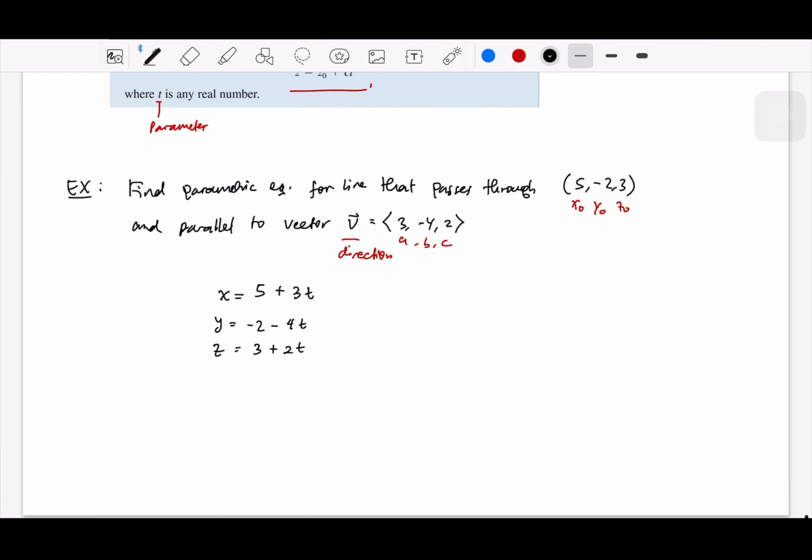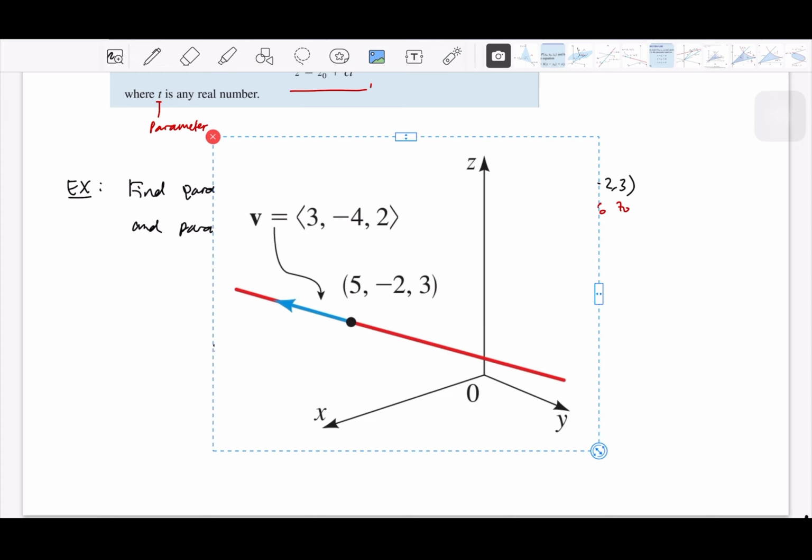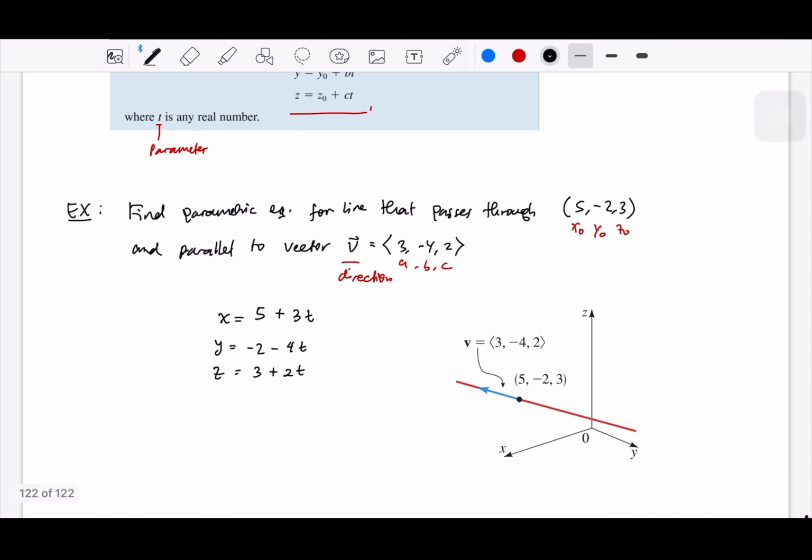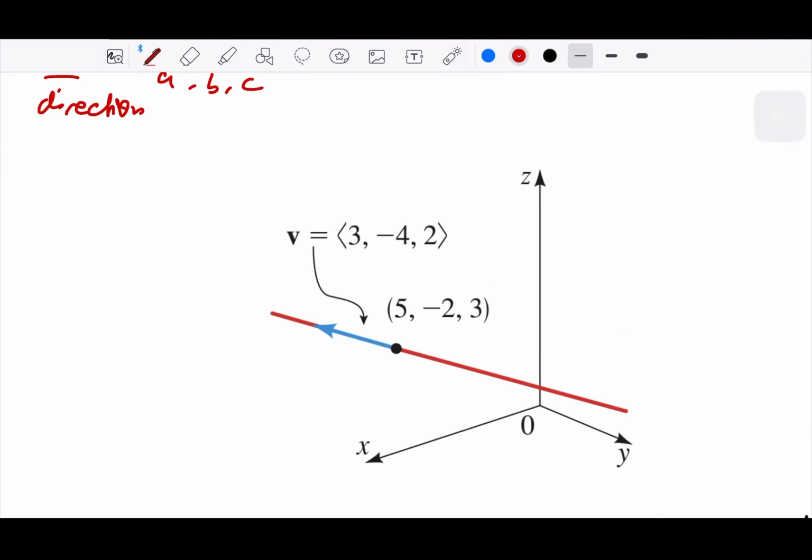If you want to put it into a picture, this will be the picture. So this 5, -2, and 3 is our initial position, and this 3, -4, and 2 is the direction. So this is the direction vector, right?